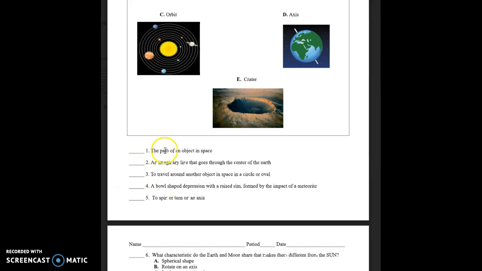Number 1. The path of an object in space. Number 2. An imaginary line that goes through the center of the Earth. Number 3. To travel around another object in space in a circle or oval. Number 4. A bowl-shaped depression with a raised rim, formed by the impact of a meteorite. Number 5. To spin or turn on an axis.